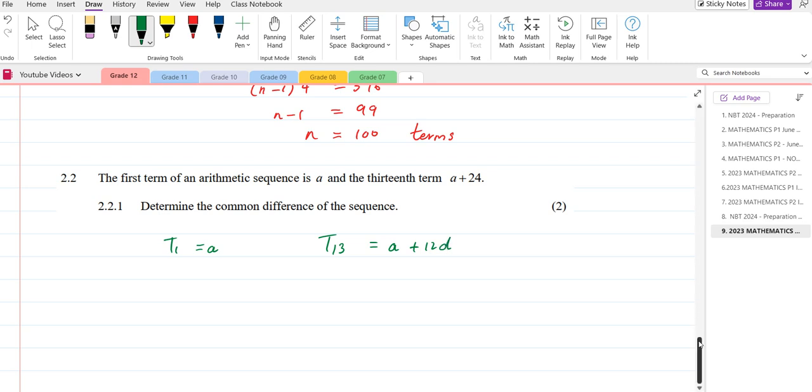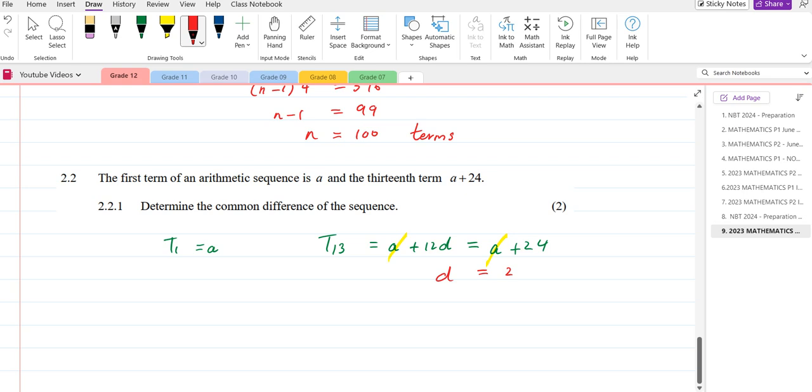The 13th term is a plus 12d. As I said before, if you want the 10th term, it's a plus 9d. Always take n minus 1. And now the 13th term is already equal to a plus 24. So we can cancel out the a's, and we're left with 24 on the other side, and we got 12d. Dividing by 12 on both sides, we get d is equal to 2.